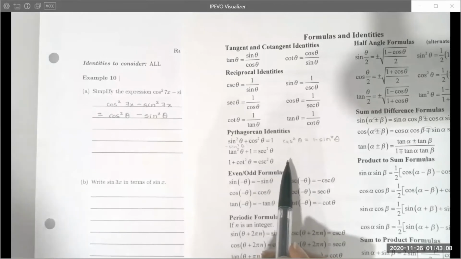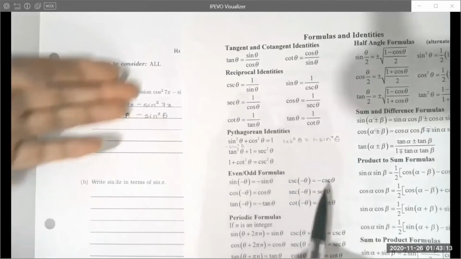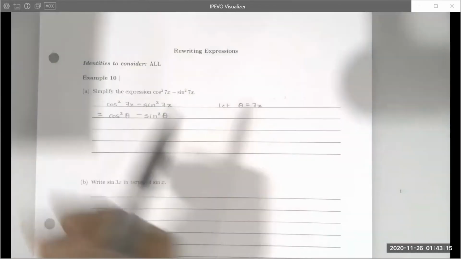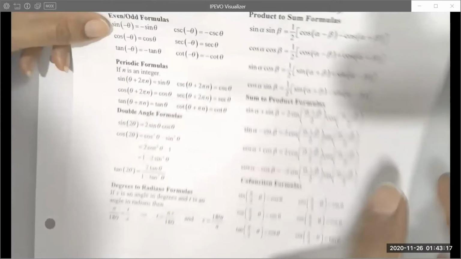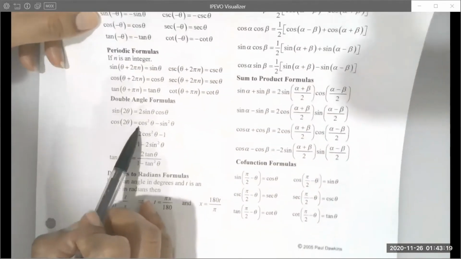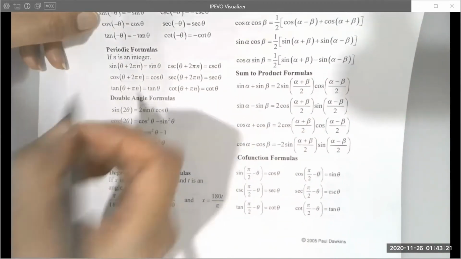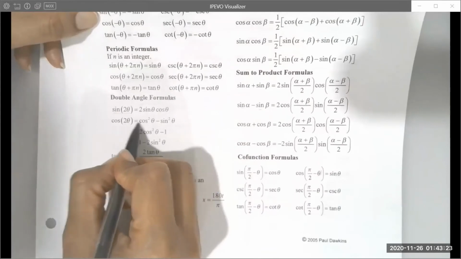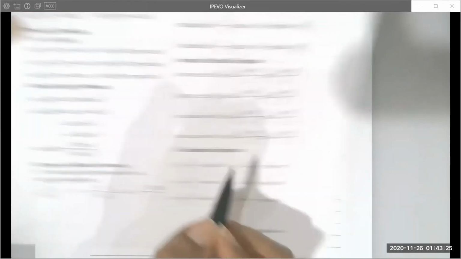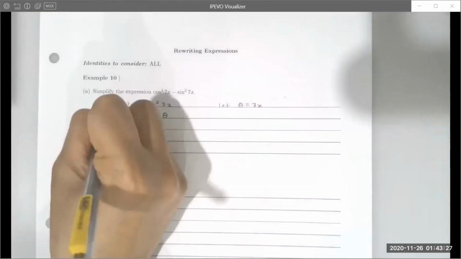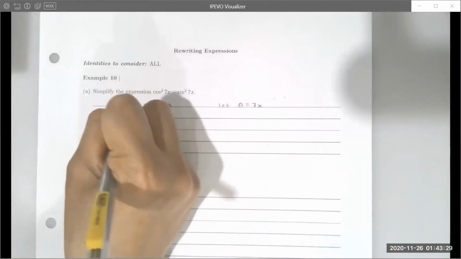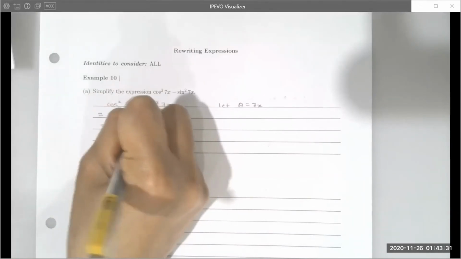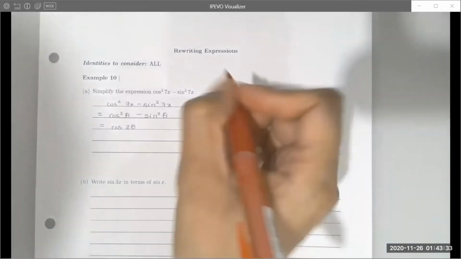Ricardo, oh, yeah, right. Yeah, I see it now. It'd be the double angle formula, right? Exactly. Yeah, thank you so much. So, double angle formula. Look at this first one for cosine 2 theta. It says cosine 2 theta is cosine squared minus sine squared, and that's precisely what we have. So this is going to be cosine of 2 theta by the double angle formula.